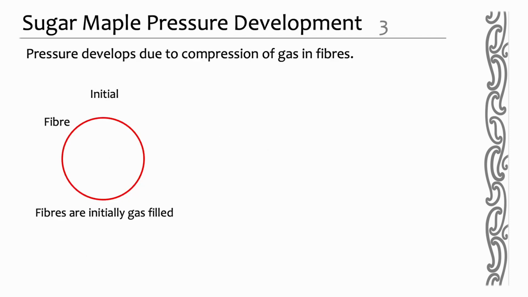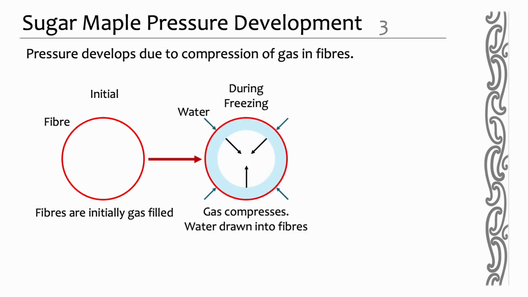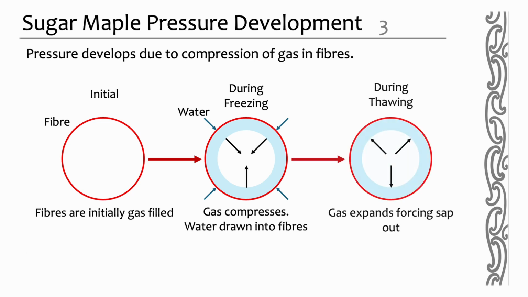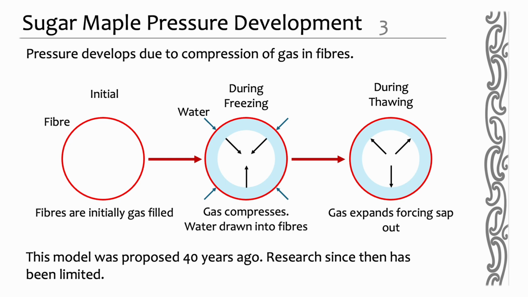Now, in sugar maple, the pressure that develops within the stem is believed to develop due to the compression of this gas in the fibres. Specifically, as a tree freezes over, the temperature of this fibre gas drops, the pressure drops, and this leads to water being drawn into the fibres where it freezes, drawn up from the roots and through the vessels. During a subsequent thaw, the temperature in the fibre increases and the pressure increases as the ice melts, and this results in a net increase in stem pressure that builds over multiple cycles of freezing and thawing.